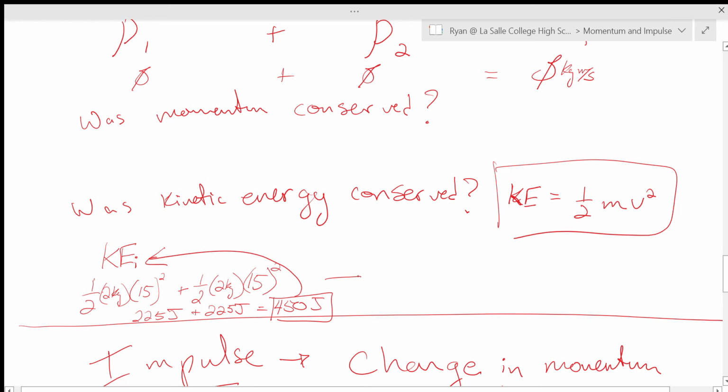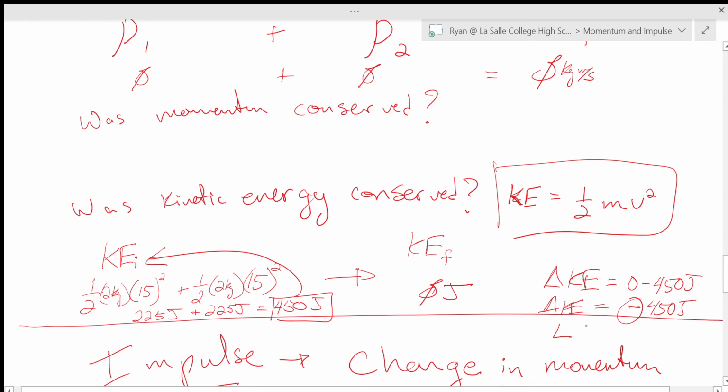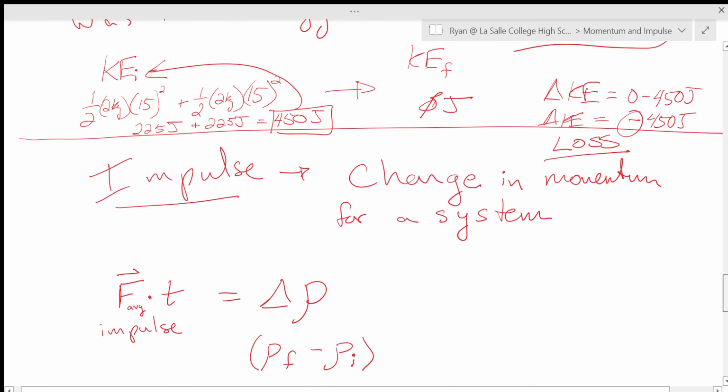Then they both come to rest. So the kinetic energy final is 0 joules. There's no velocity for either one, right? So look what happens. There's a change in kinetic energy. In fact, if I do final minus initial, what do I find out? Not that the energy moved to the left. I find out that there was a change in energy that was negative, which means there was a loss of energy. So that collision shows that energy was not conserved, but momentum was still conserved, right? That's what I want you to get out of it.